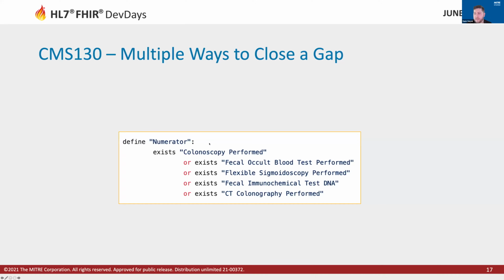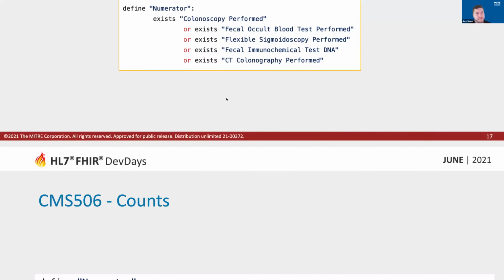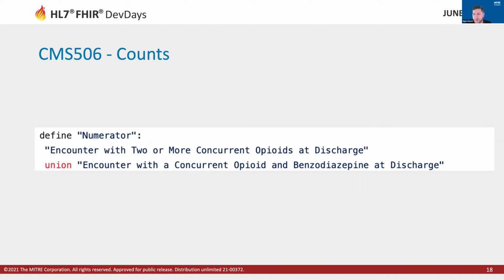And then there could be multiple ways to close a gap. So to go back to the colonoscopy measure, there's multiple different things they can do to do a colorectal cancer screening. And we don't want to tell a provider, here's all the things that you need to do, when they only really need to do one of them. And the last example of a complex use case is this CMS 506 measure, which is about opioid use on discharge, where we need to count the number of elements. So if there are more than 2 opioids being prescribed at discharge, then it triggers this clause. And so we need to be able to consider the count of things that are happening.